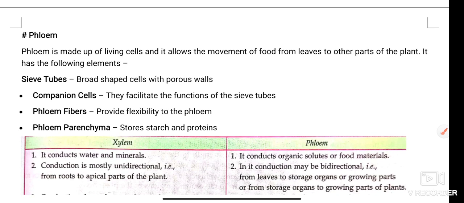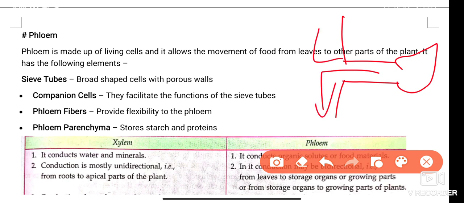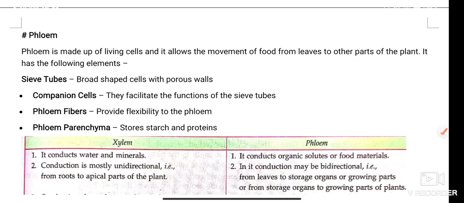Next is phloem. Phloem is made up of living cells and it allows the movement of food from leaves to other parts of the plant, and it has the following elements. First of all, it has bidirectional movement. Suppose there is a leaf, then it can transport the food downwards and upwards both. So it is not unidirectional, it is bidirectional.